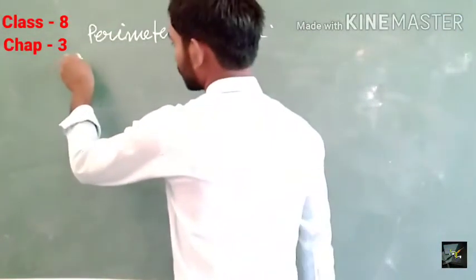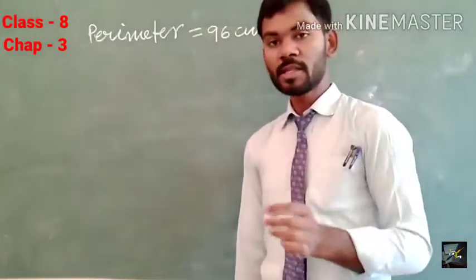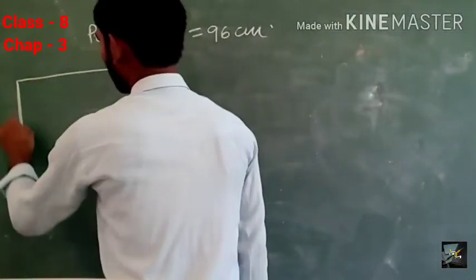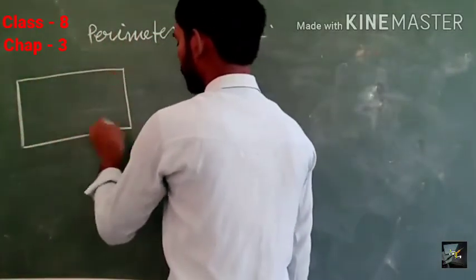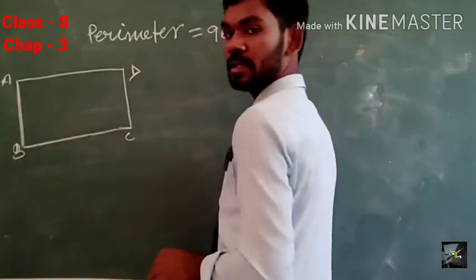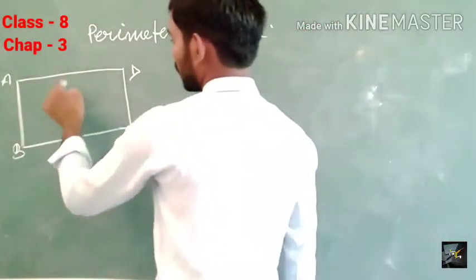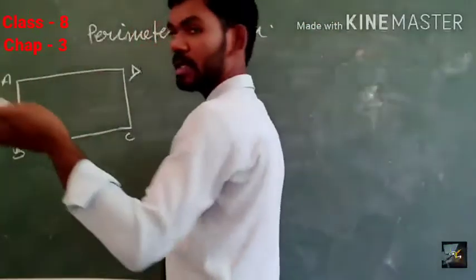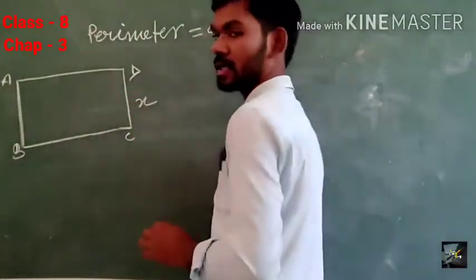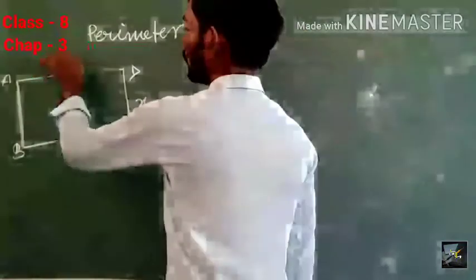Here the condition in the question is about the length of the rectangle. For this, let me draw a rectangle. This is the rectangle ABCD. And in this rectangle, the condition is given that the length of this rectangle is twice its breadth. So if we consider the breadth of this rectangle is x, then its length will be 2x.